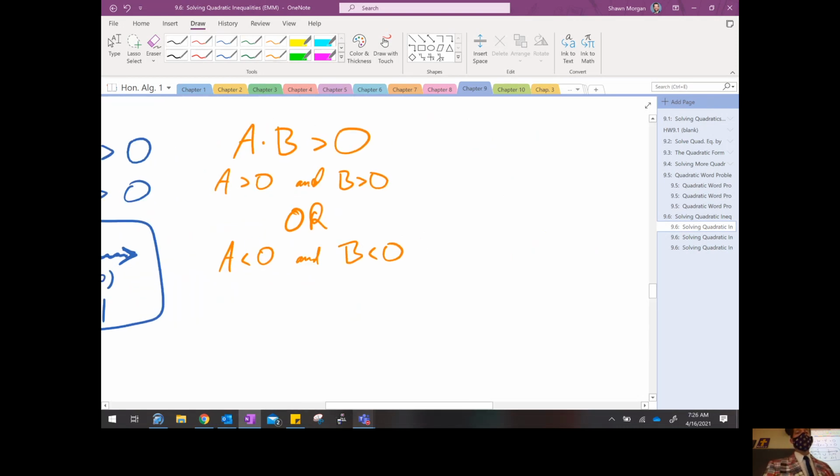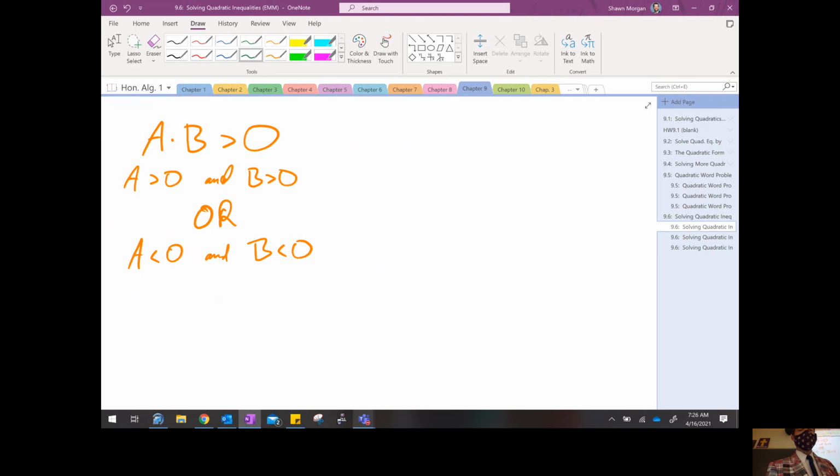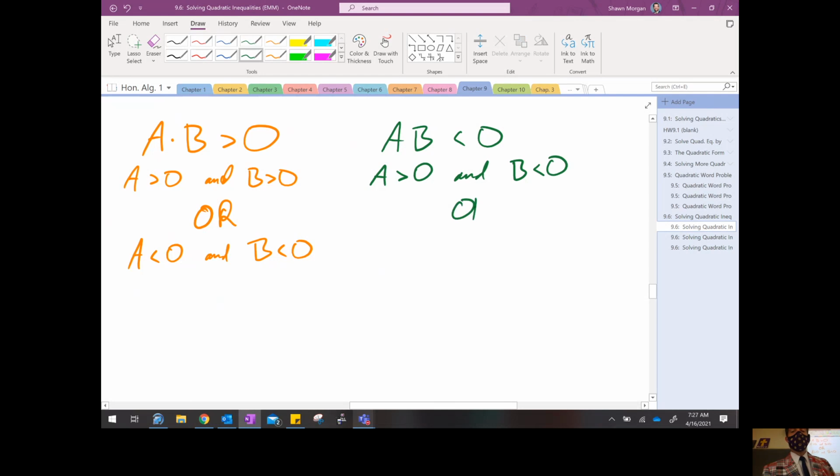Conversely, what would it look like over here in green if I wanted a product to be negative? They're going to have what? Different signs. Good. So maybe A is positive, and therefore what? B would have to be negative. Now, brown cow. Or vice versa, A would need to be negative, and B would have to be positive. Are you smelling what I'm stepping in here?